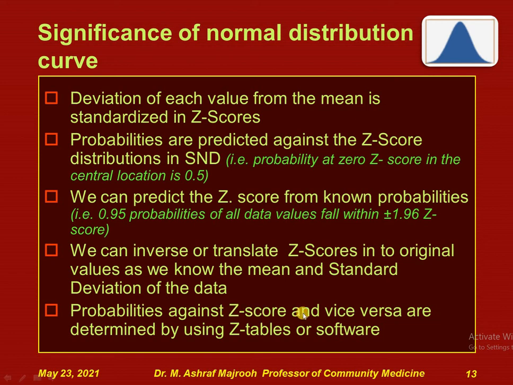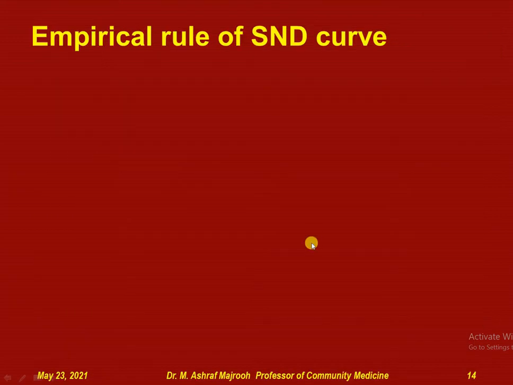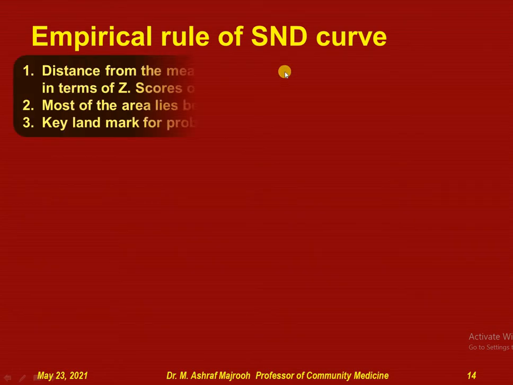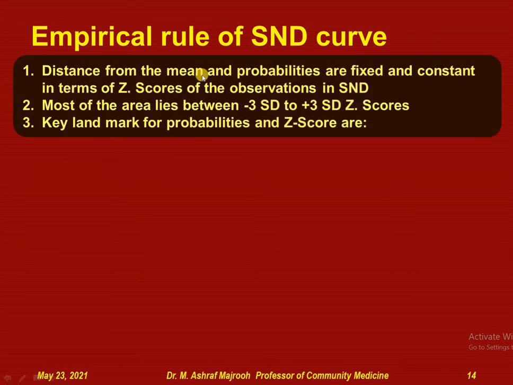Probability against z-score and vice versa are determined by using z-tables or computer statistical software. Empirical rule of standard normal distribution curve. The distance from the mean and the probability are fixed and constant in terms of z-score of the observation in standard normal distribution. Most of the area lies between minus 3 standard deviation to plus 3 standard deviation scores.